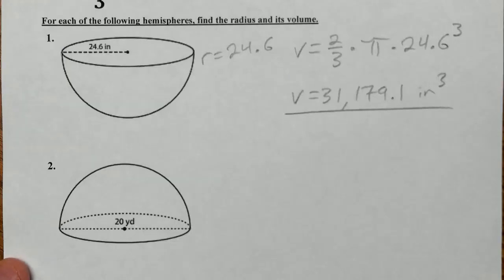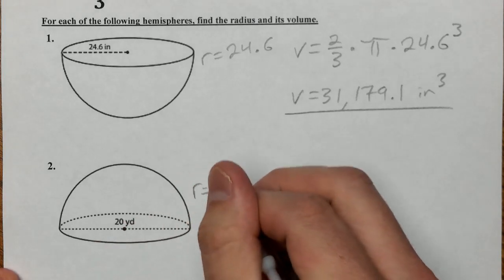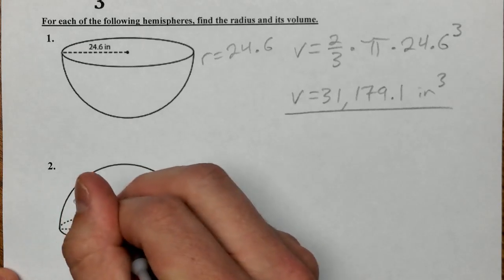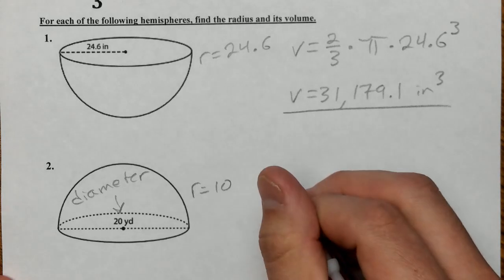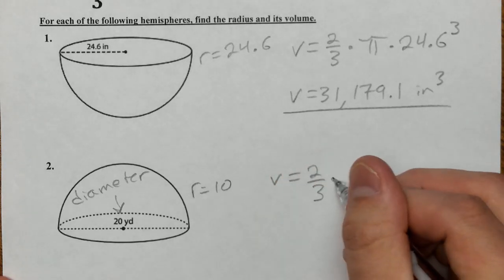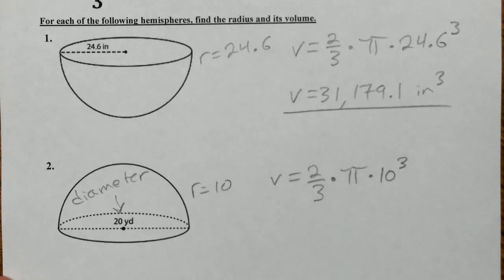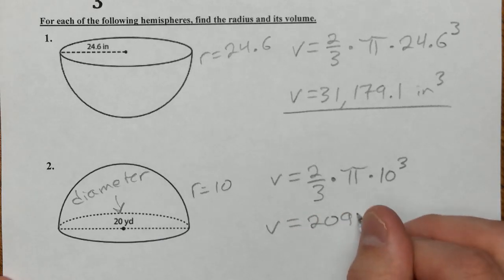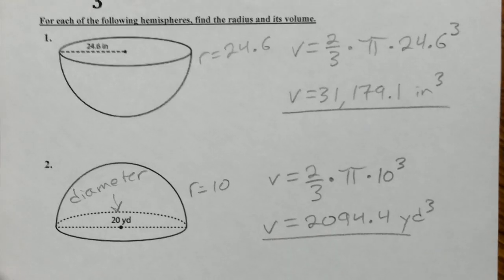All right, we can go to our next one. 20 yards, what is that representing? That is my diameter. So if I need radius, I'm going to take half of this number, right? So draw an arrow, label it diameter, so you understand how I got 10 if they put 20 on my picture. So my volume formula is 2 divided by 3 times pi times 10 cubed. All right, take all of this again, plug and chug that in my calculator. I get 2,094.4 yards cubed.